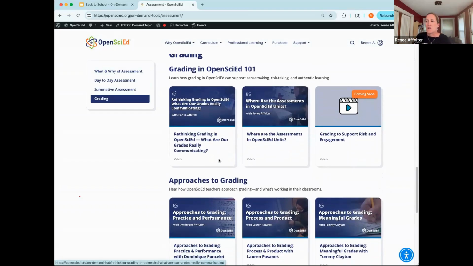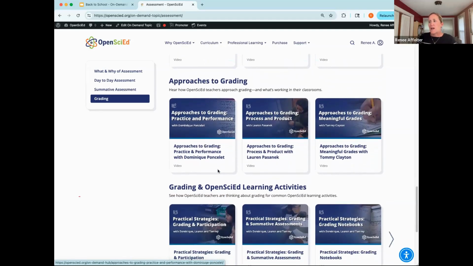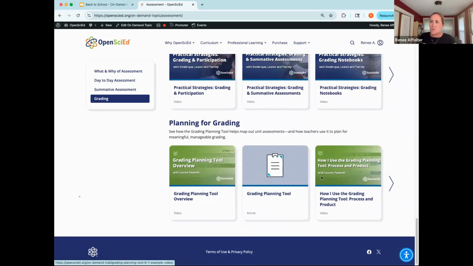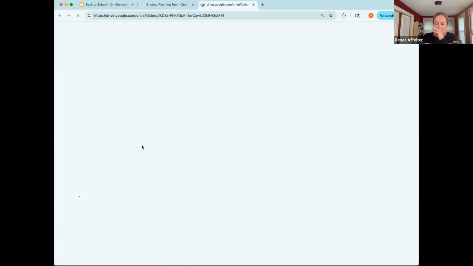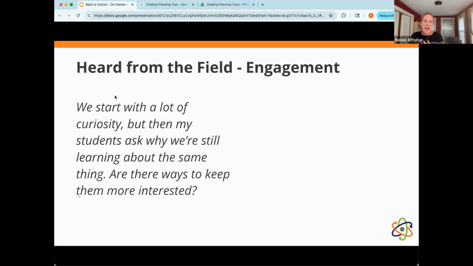And I'll just highlight a couple things here. There are some ideas here about like what are our grades really communicating? And then there are different teachers sharing their grading approach when they're using OpenSciEd, as well as some specific ways that they're thinking about grading things like participation or summative assessments or notebooks. And then finally down here, there's a whole series of resources around planning for grading. So there's the grading planning tool itself. There's an overview video how to use that. When you go to the grading planning tool, you'll see a folder, and in that folder, there are high school planning tools and examples from every unit as well as for middle school. So those tools are there to help you figure out how to address grading yourselves.